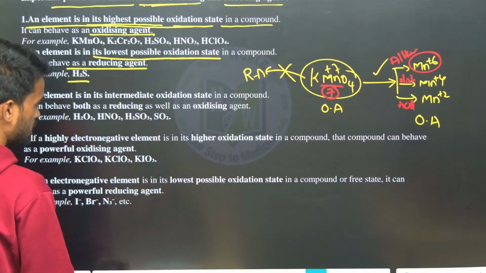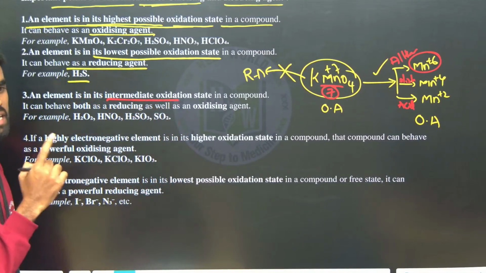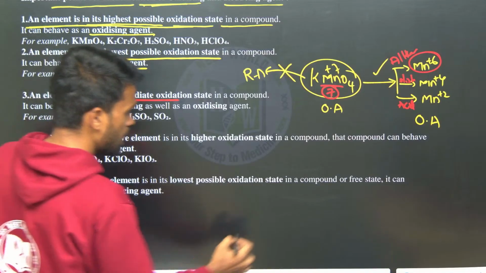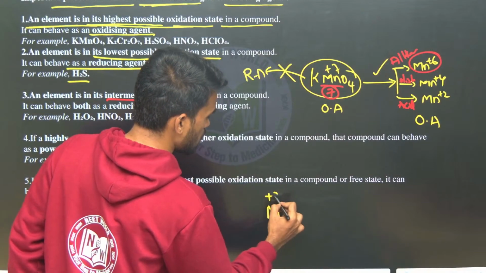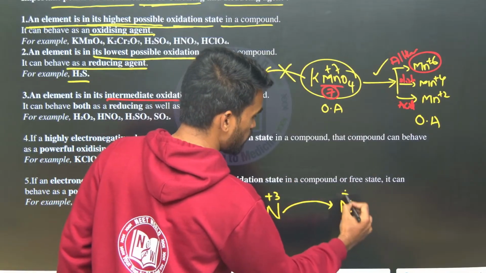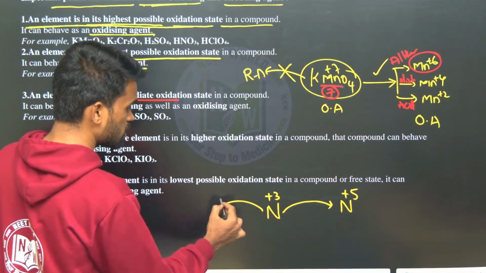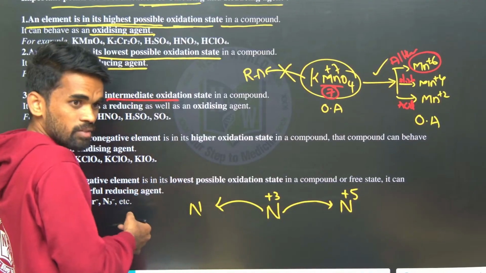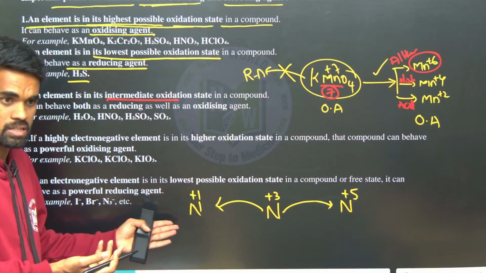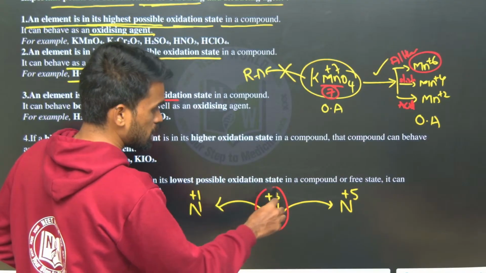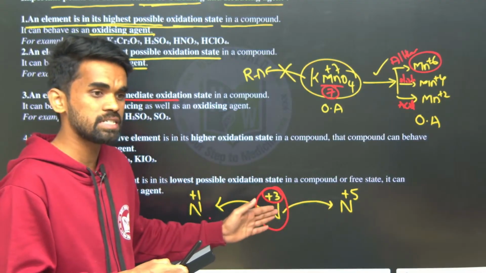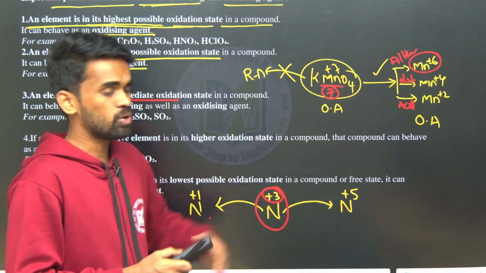Now if an element is in an intermediate oxidation state, then it can undergo both oxidation as well as reduction. For example, I have nitrogen in +3 oxidation state. Now this nitrogen can undergo oxidation further up to +5, or it can undergo reduction up to -3. We know up to -3 it can go. So this is a species having an intermediate oxidation state, with both possibilities. Now it can act as both oxidizing agent and reducing agent. Okay, is this clear or not?